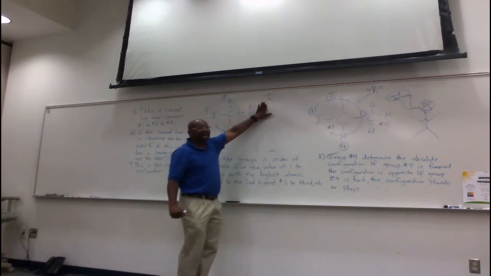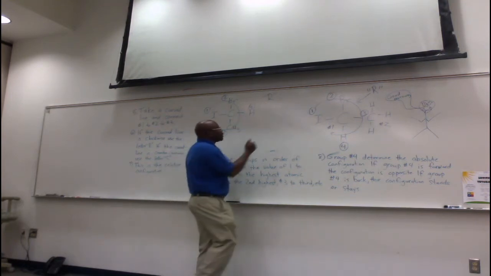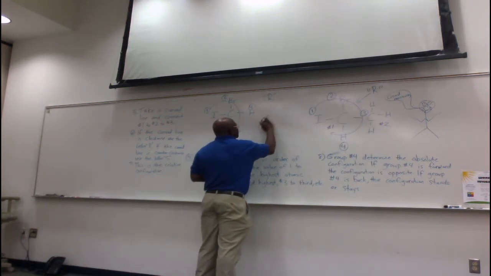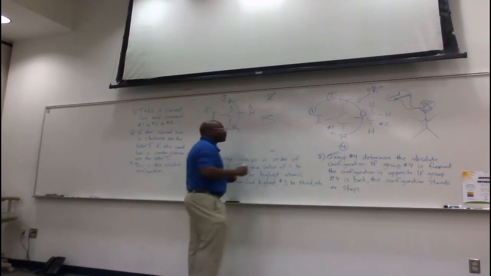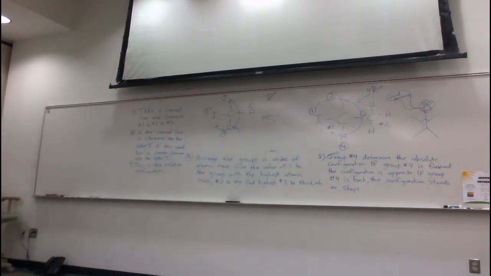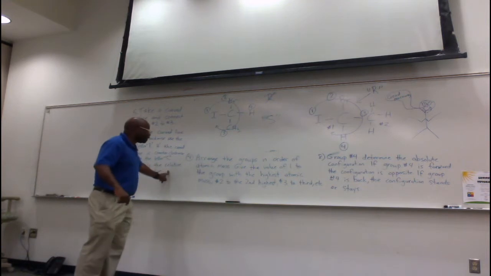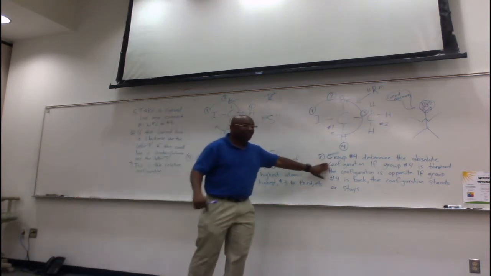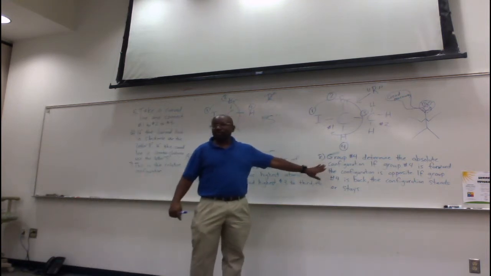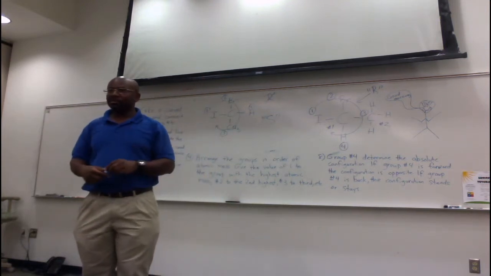My configuration will be opposite. What's the opposite of R? S. The molecule would be S, because the final say-so comes from group number 4. So remember, like I mentioned earlier, you have a relative configuration, but your absolute configuration is determined by group number 4. Since group number 4 is forward, it gets the opposite.